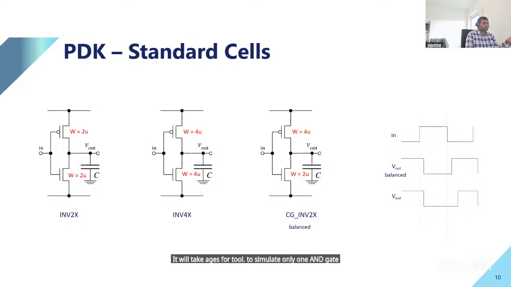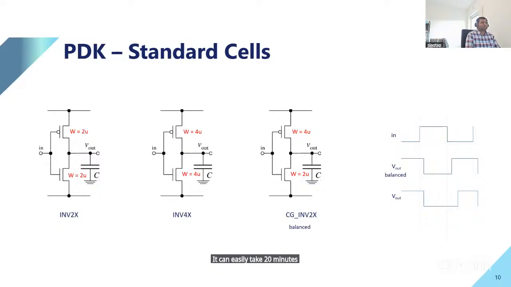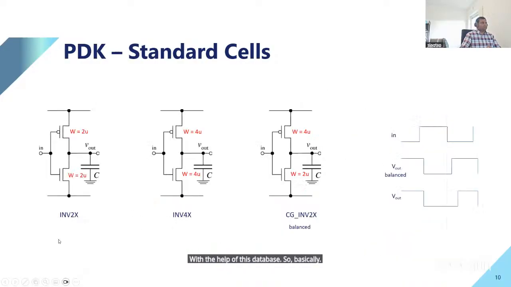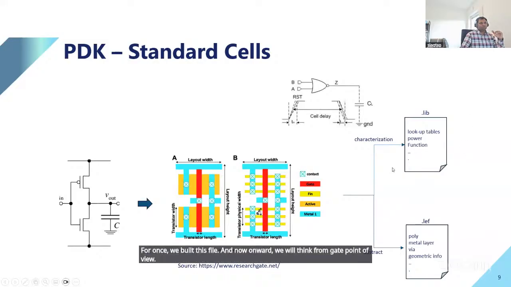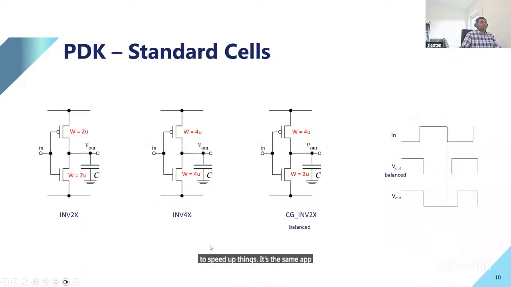I'm pretty sure if you simulate that AND gate in SPICE, real transistor-level simulation, it can easily take 20 to 30 minutes. What we are doing is moving from transistor-level simulation to gate-level simulation. But how are we moving from transistor level to gate level? With the help of this database. So we think at transistor level once, while we build this file, and from now onward we think from the gate point of view to speed up things.